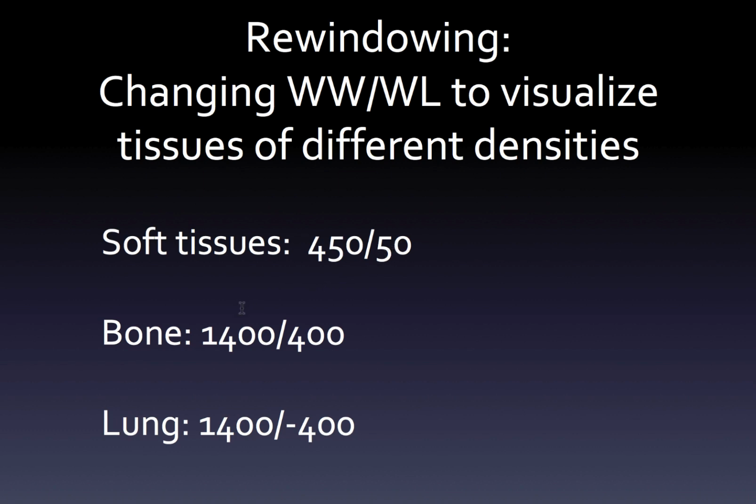I'll show you in just a second how we can visualize bone a little bit better, and that would be a window of about 1400/400, and also lung windows, which are about 1400/-400. These are good numbers, especially bone and lung, to jot down, because we're going to be using these later, and your radiology consultant in the reports might refer to a window width and window level that's different from the default of 450/50.